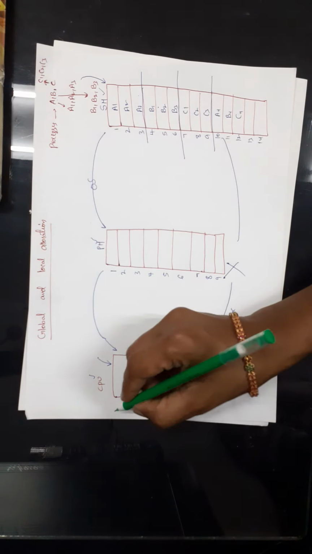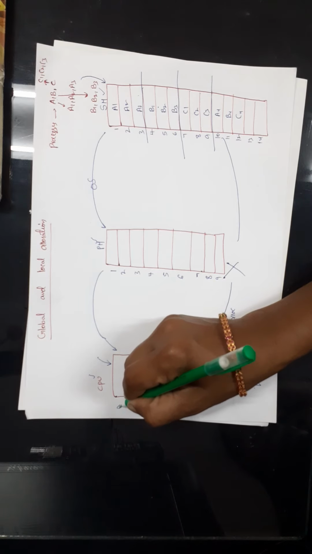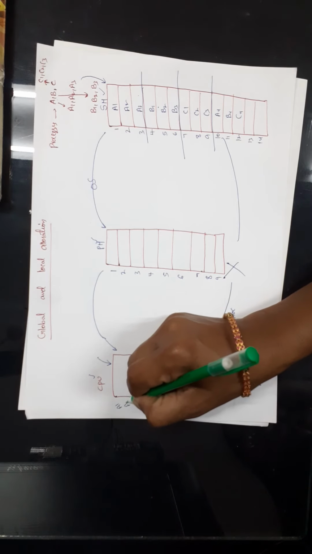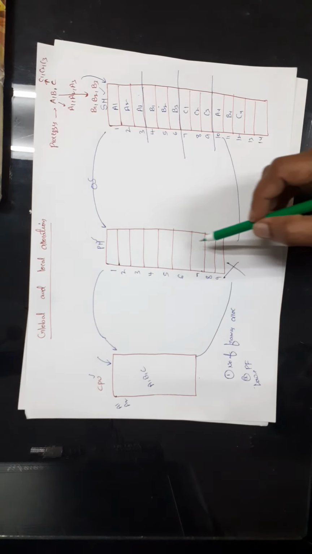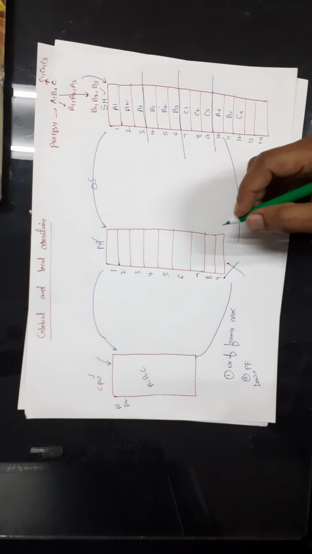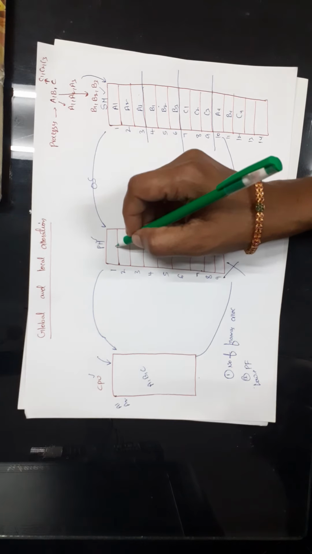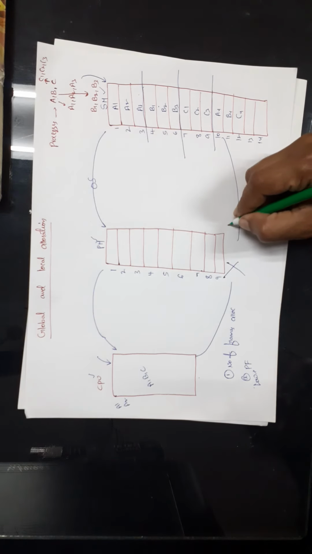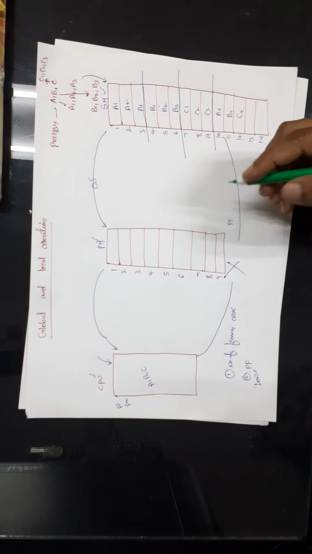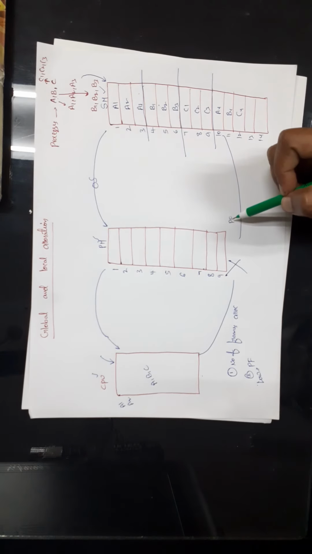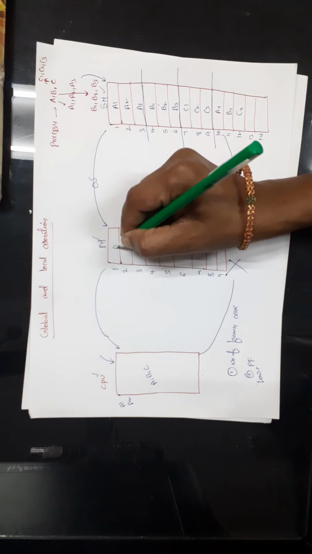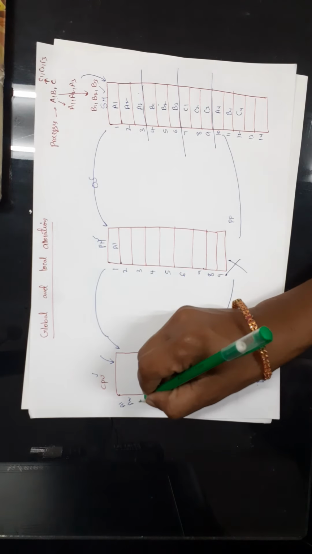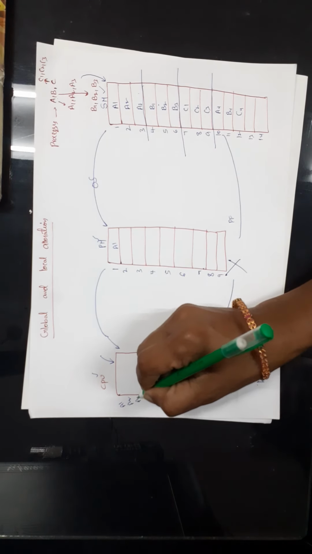Let us assume that the CPU has requested A1 first, then it has requested A2. If you observe, the entire primary memory is free initially. So page A1 is not available here, so there is a page fault. When there is a page fault, that means A1 is not available in the primary memory, so we will allocate memory space for A1. Then it requests A2, A3.